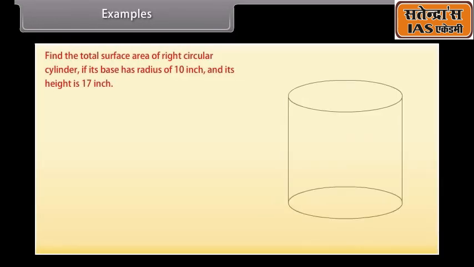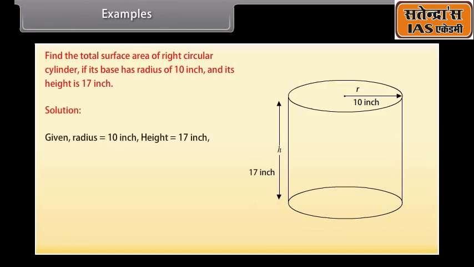Example: find the total surface area of a right circular cylinder if its base has a radius of 10 inches and its height is 17 inches. Solution: radius is equal to 10 inch and height is equal to 17 inch, which is given. As we know, the value of pi is 3.14. Now we have to find the total surface area.